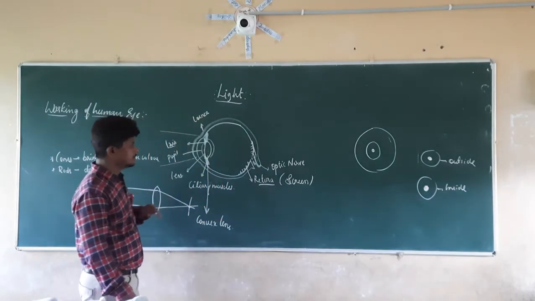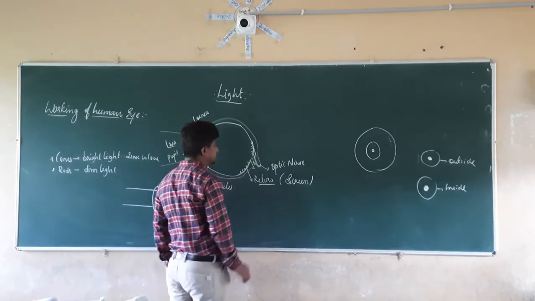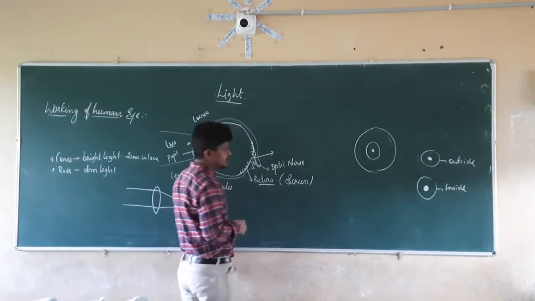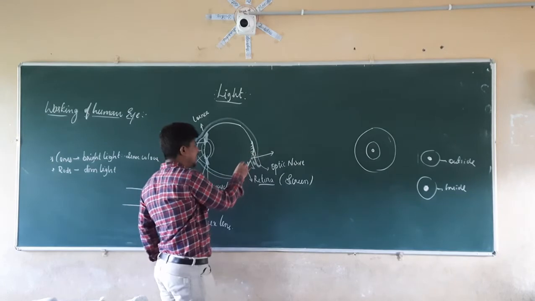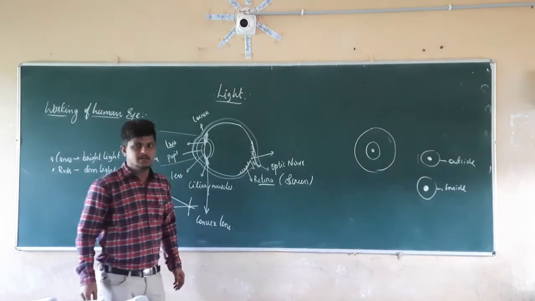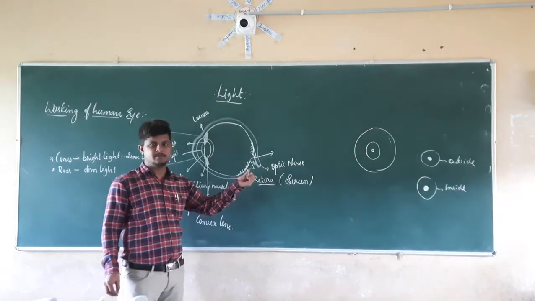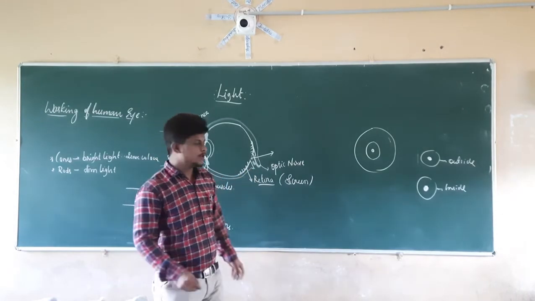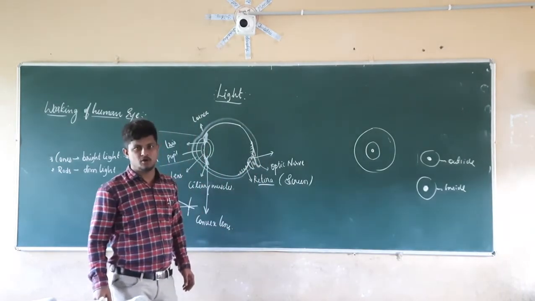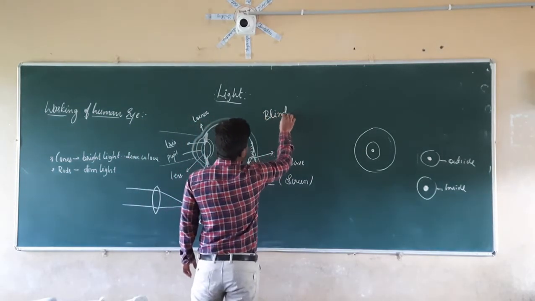In the same manner, here is the junction of the retina and optic nerve. At this junction, there will be no formation of the image. The image is formed either here or here. So at the junction of the retina and the optic nerve, no image formation takes place, and if no image is formed, we can't see the image. Because of that, this spot is known as the blind spot. This spot is known as what? The blind spot.